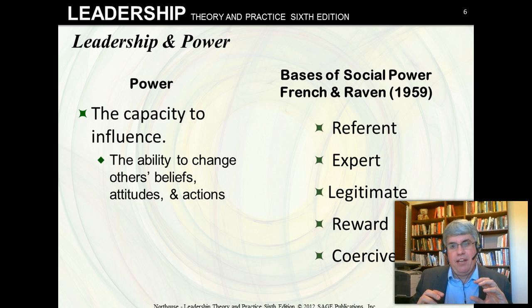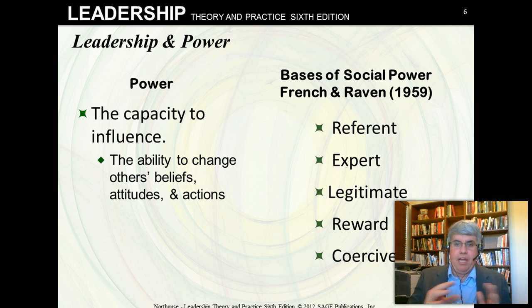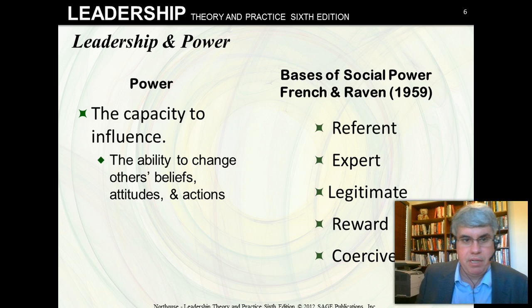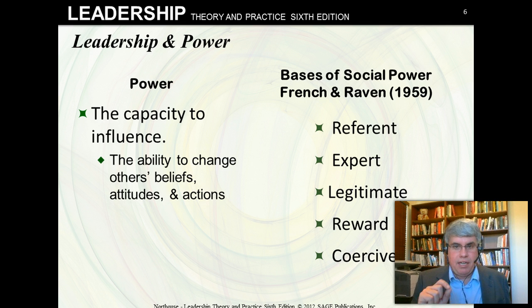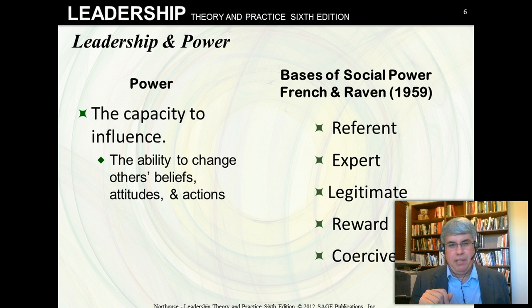If you change their attitudes, if they didn't like something before, but they like it now, you've influenced them. And if you change people's behaviors, if they stop doing one thing and start doing another thing, you've influenced them. And so a leader has this capacity to influence. The leader has to have power. Now, power is quite complex.